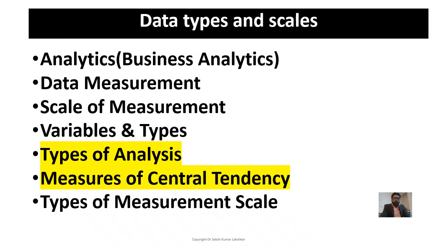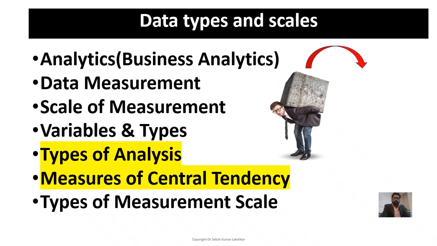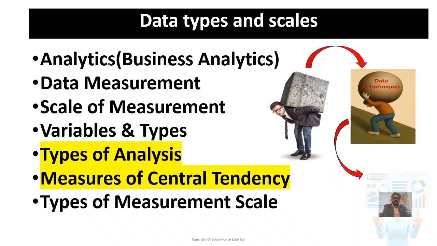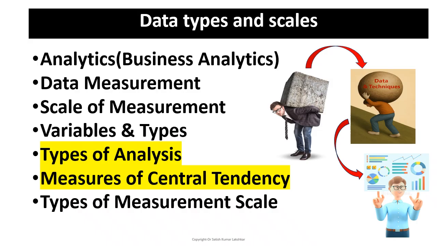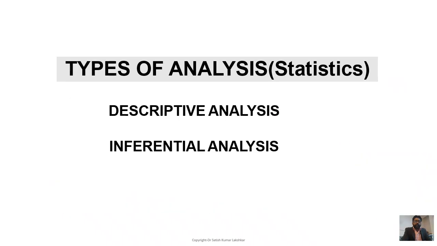So hello everyone. Now we'll talk about types of analysis and measures of central tendency. When we talk about types of analysis, or we can call it types of statistics also, or different applications, it may be descriptive analysis or descriptive statistics, and inferential analysis or inferential statistics. So descriptive and inferential. We'll talk about these two types of analysis.